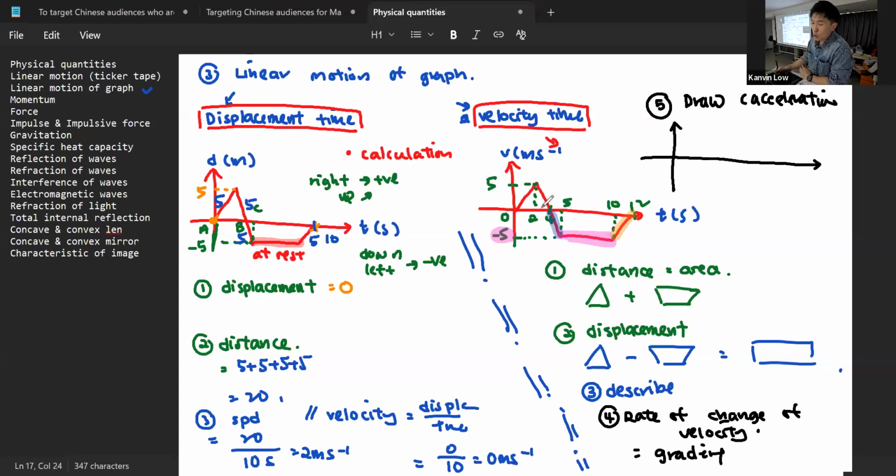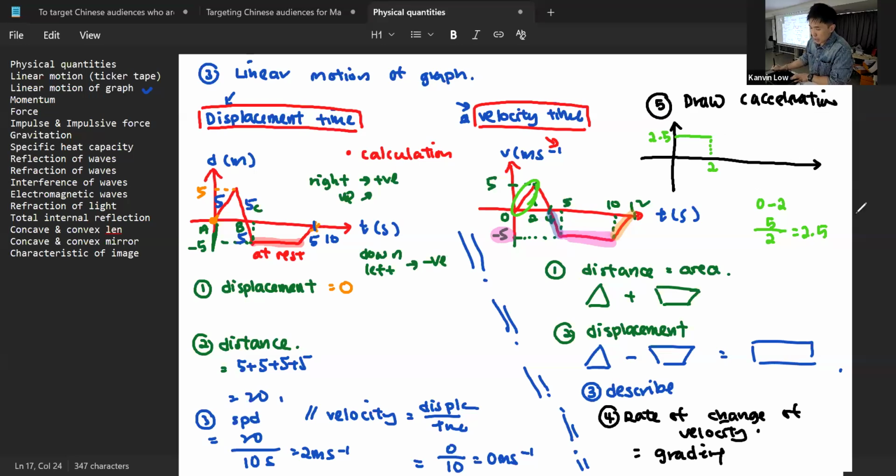Example, we do one by one. From 0 to 2 seconds, you find the acceleration. The acceleration is 5 divided by 2, which is 2.5, right? Positive or negative? This is acceleration, so this is positive 2.5. And then you just draw a horizontal line until 2. Settle. Do you get it?